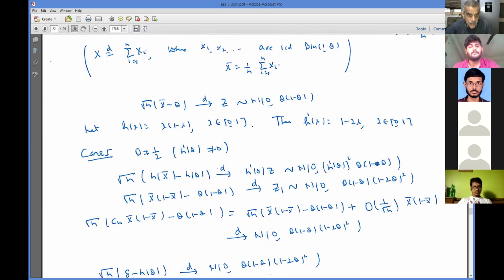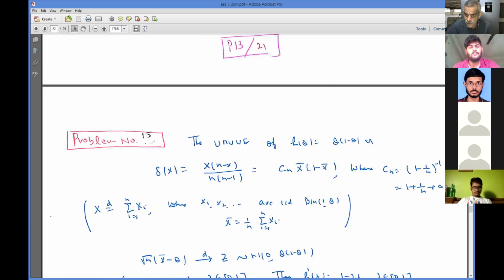Yes, sir. Okay. So now I have to look at what is the distribution of root n (Cn x bar into 1 minus x bar minus theta into 1 minus theta). Because Cn is going to 1, I would expect that even if I put Cn here, things would not change much. So here I add and subtract x bar into 1 minus x bar. So it becomes root n (x bar into 1 minus x bar minus theta into 1 minus theta), then I have to subtract x bar into 1 minus x bar, so that will give me (Cn minus 1) x bar into 1 minus x bar.